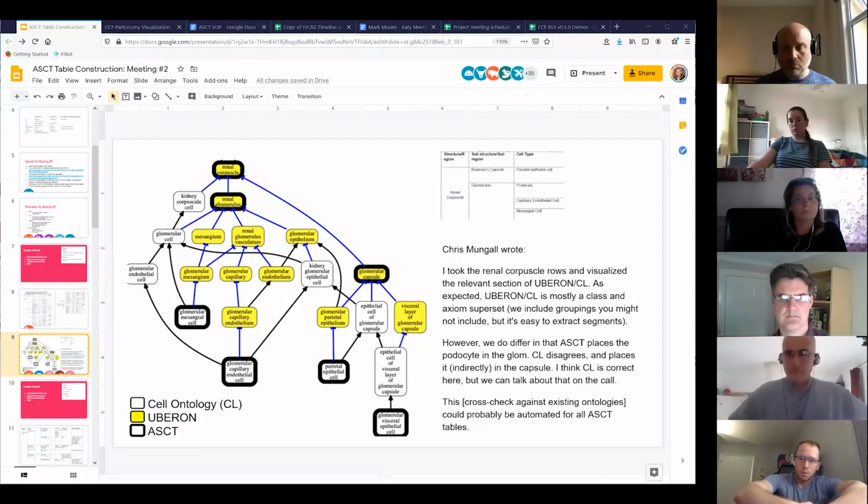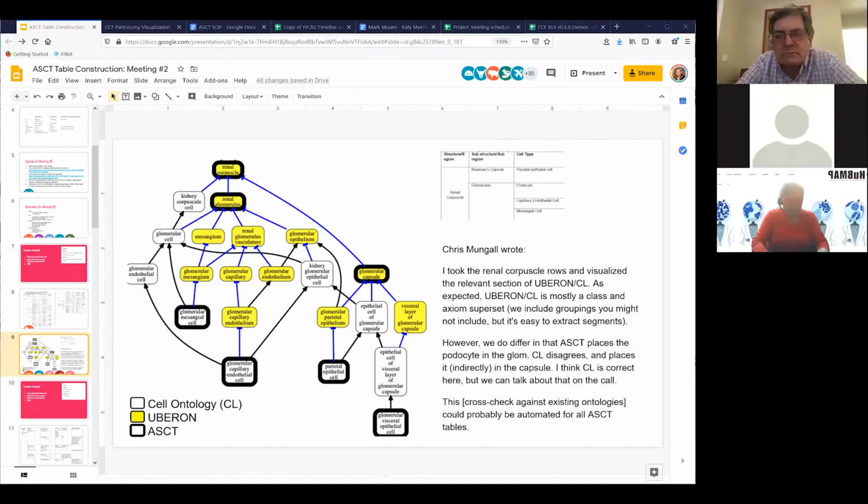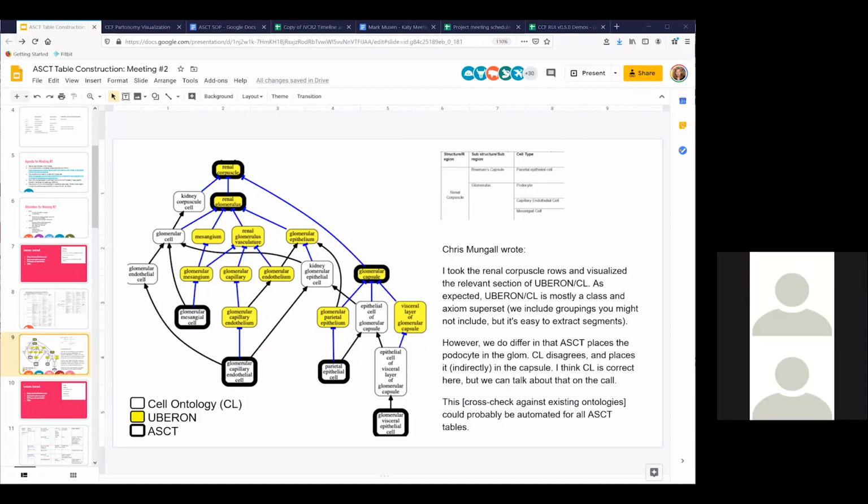So what you'll see a lot of time is what we call grouping classes. And you're probably often more interested in classes that are under the leaf nodes, the more specific cell types. In some cases, we just haven't really fleshed those out, and we need to do more work on the ontology and include those more specific types.